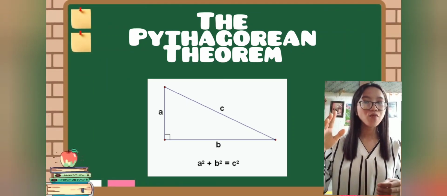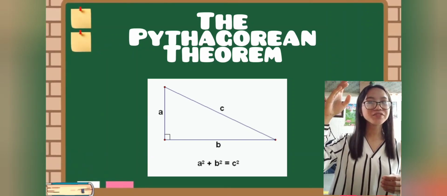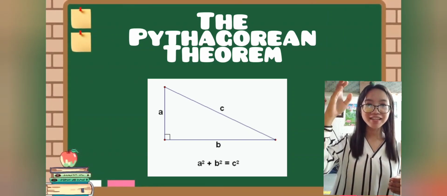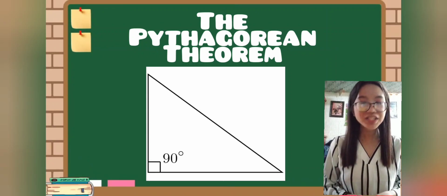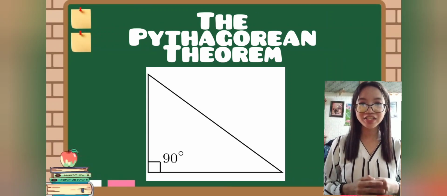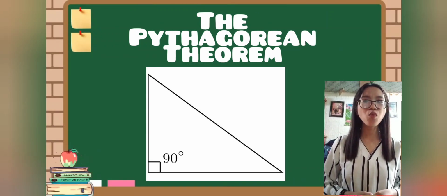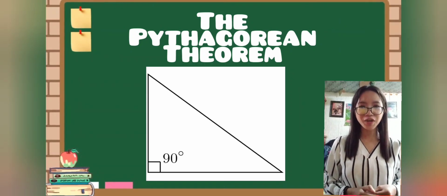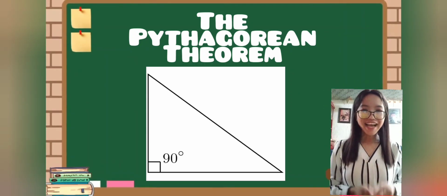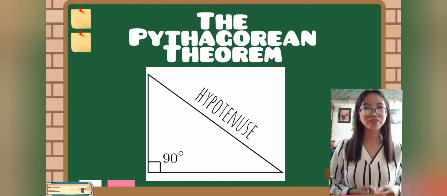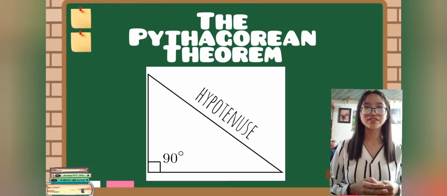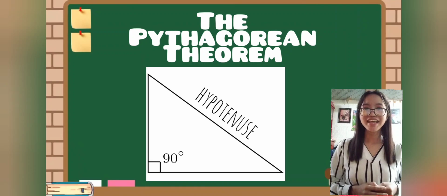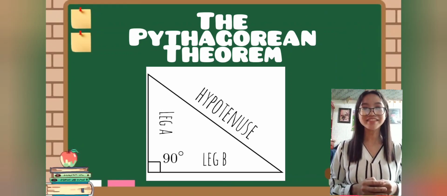Who can remind me what a right triangle is? Raise your hand if you know. Yes, Perez? Exactly. It's a triangle with one angle that measures exactly 90 degrees. Now, who knows what we call the longest side of this triangle? Right, it's called the hypotenuse. And what about the other two sides? What do we call those? Yes, correct. They are the legs of the triangle.